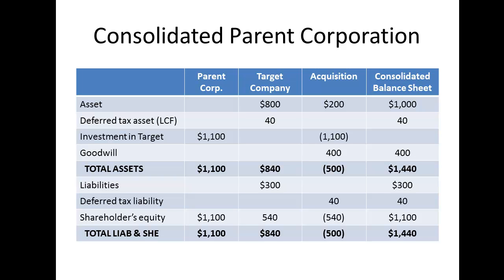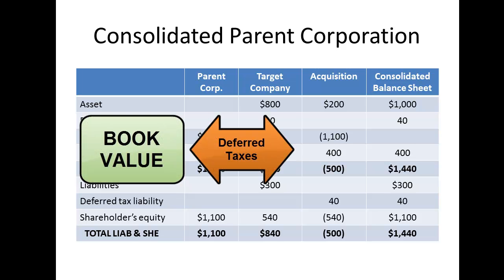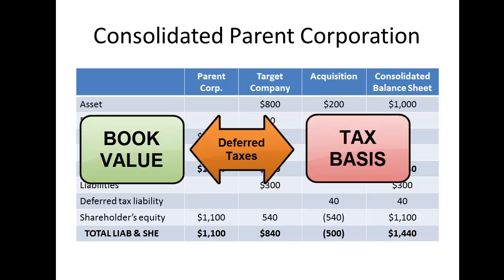At each reporting date in the years that follow, the consolidated entity will continually need to compare the book value of the assets and liabilities against the tax basis to determine the temporary differences which will cause deferred tax accounts to be adjusted accordingly. The offsetting entries will flow through current income tax expense.